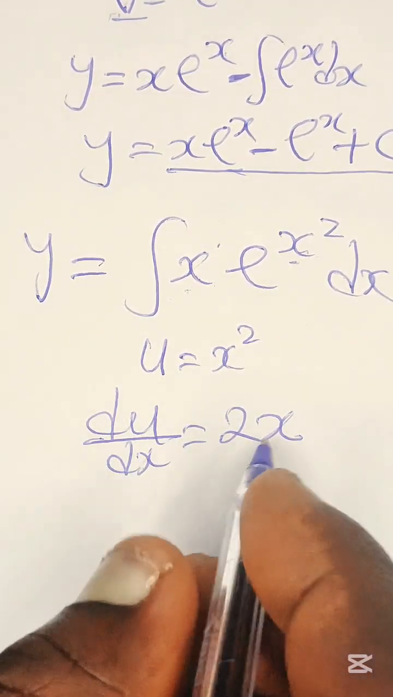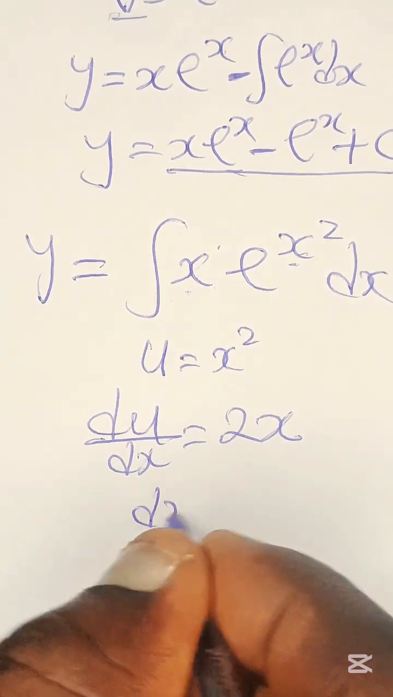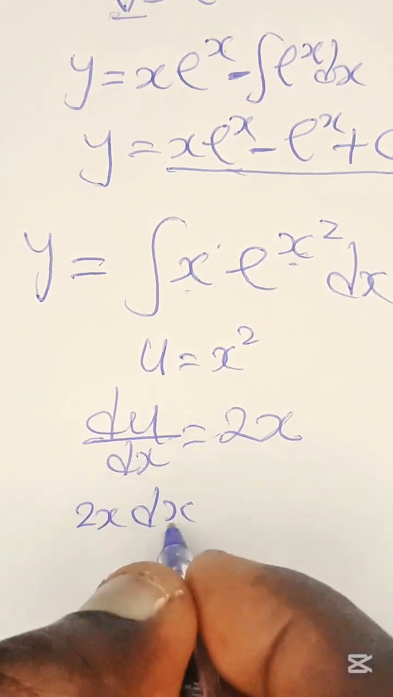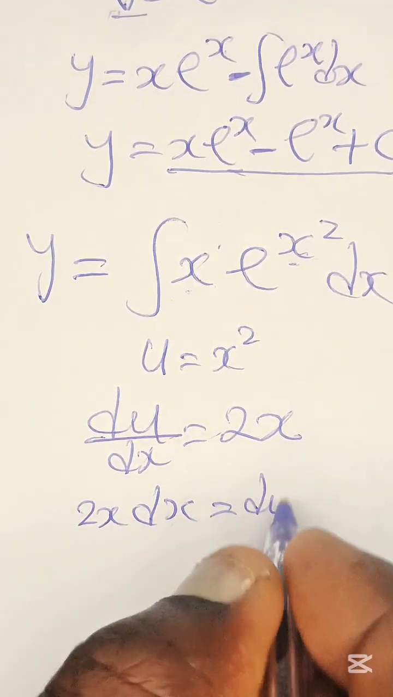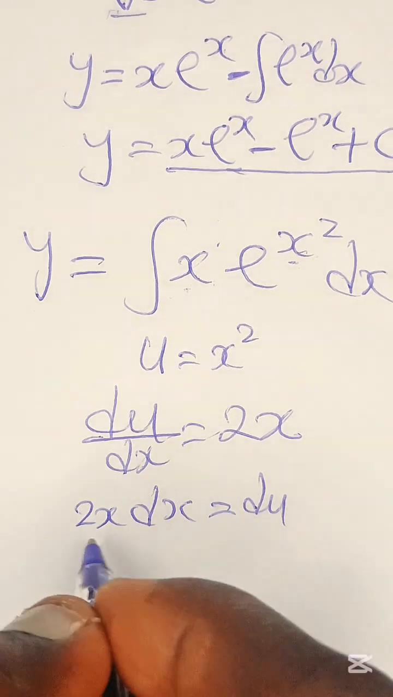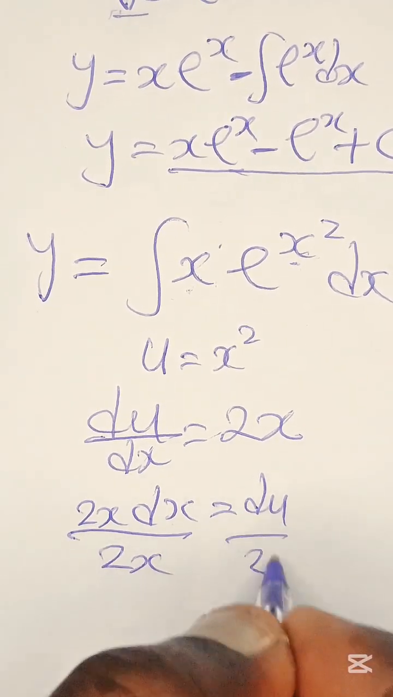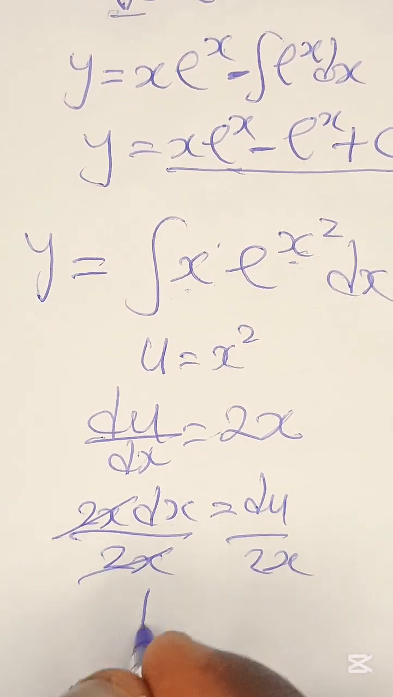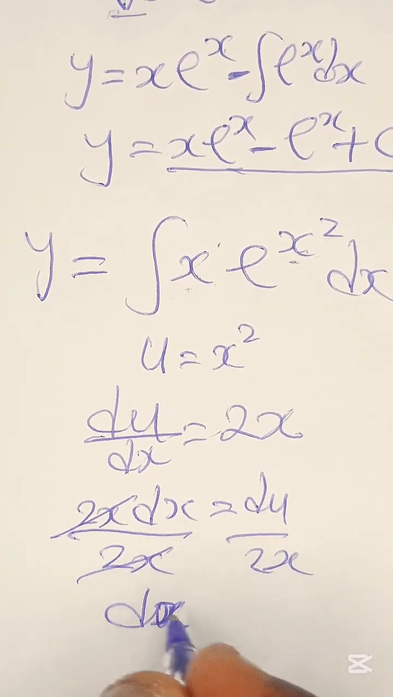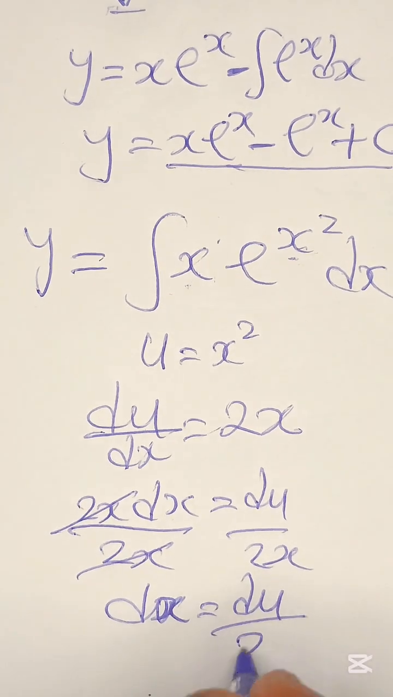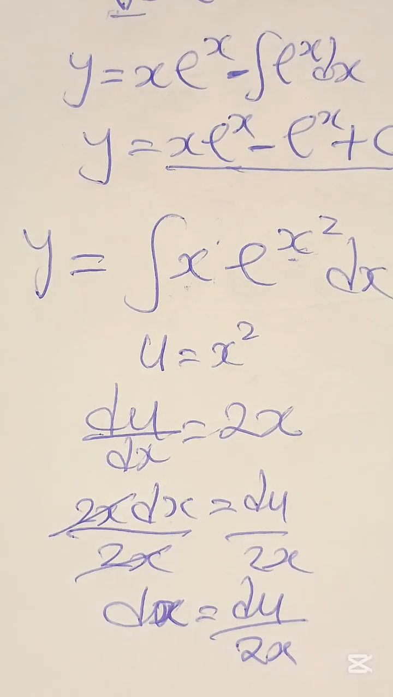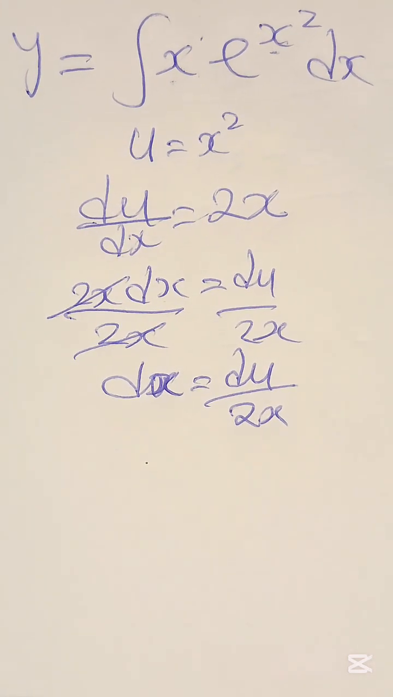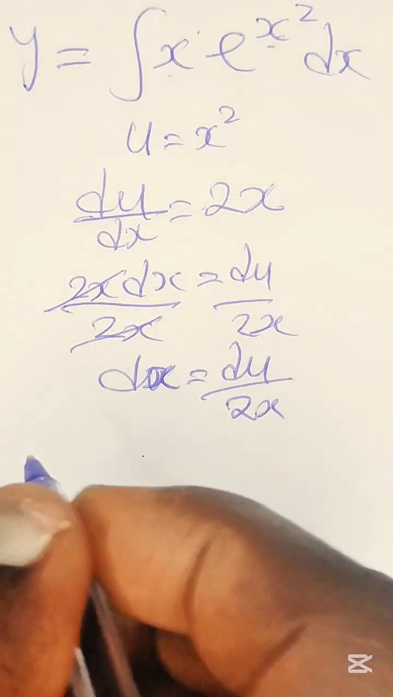To make dx the subject of the formula, we cross multiply: 2x times dx is equal to du. We divide both sides by 2x, just to make dx the subject of the formula. So dx is equal to du all over 2x.